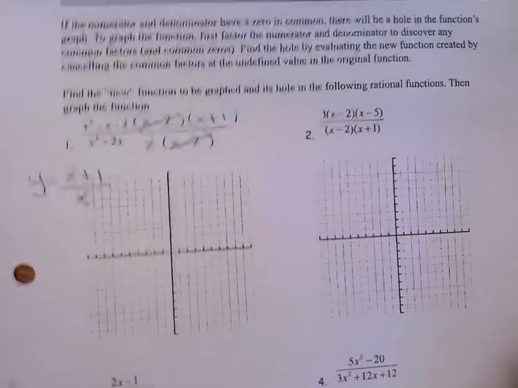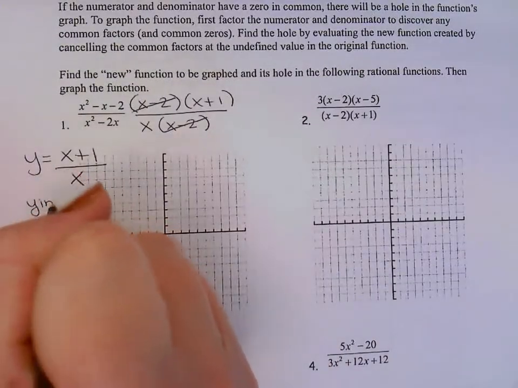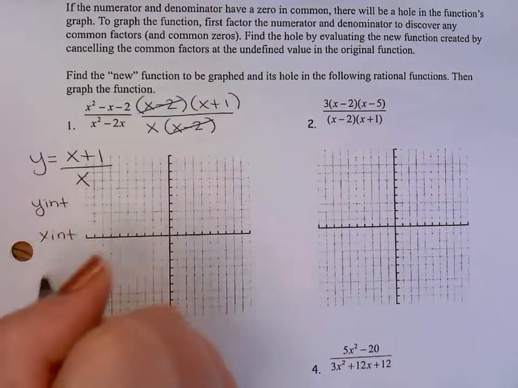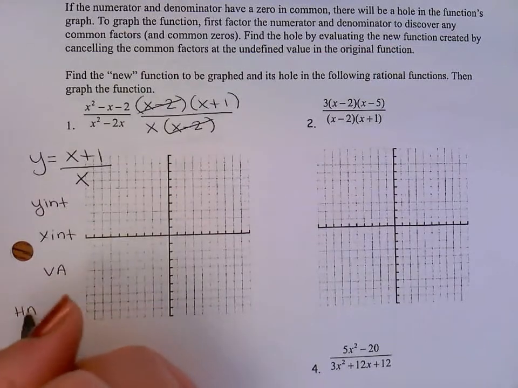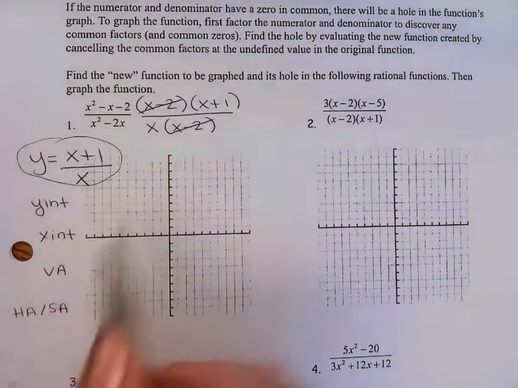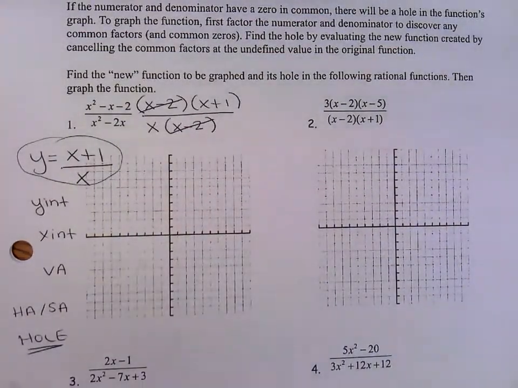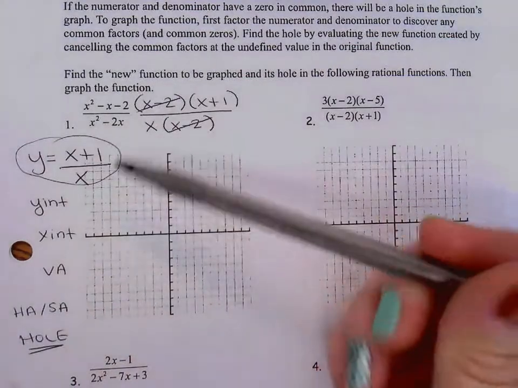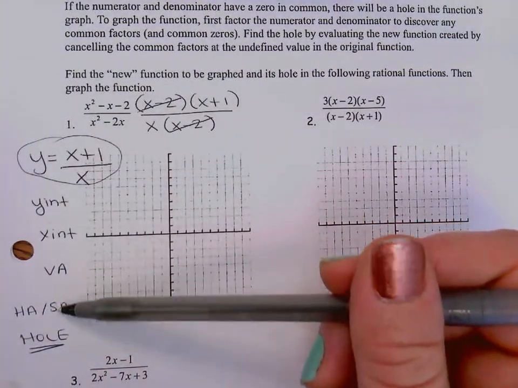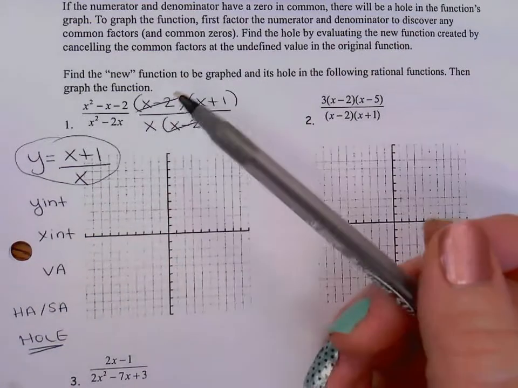All right, so we're going to answer the same 4 questions about this new function: the y-intercept, the x-intercept, the vertical asymptote, and then the horizontal or slant asymptote. And at the very end, we're going to figure out the hole. So you may want to pause the video and try these 4 steps on your own just to keep practicing those 4 steps. Now I'm going to tell you the solutions.